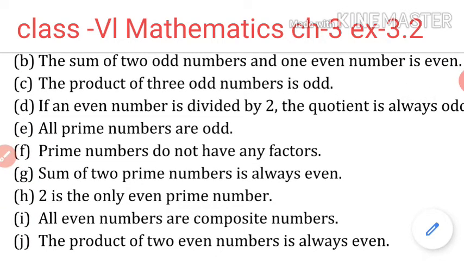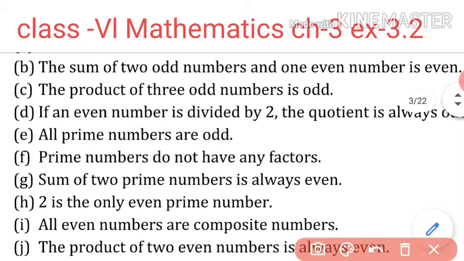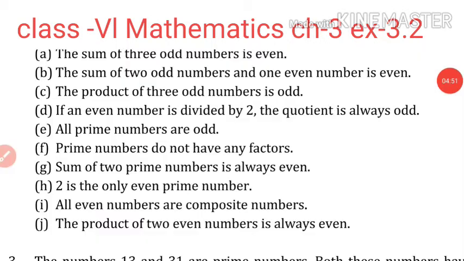Now question number 3. The product of 3 odd numbers is odd. Product means what? Multiply. If you multiply 3 odd numbers, suppose 1, 3 and 5. 3 ones are 3, 3 fives are 15. If you multiply 3 odd numbers, then what will be the product? The product is odd. So this will be: the product of 3 odd numbers is odd. So when you multiply these 3 odd numbers, what did we get? We got odd again. So this is what? True. Okay. C is what? True.